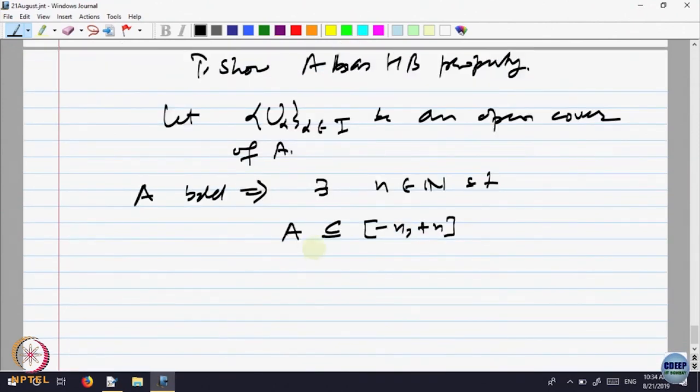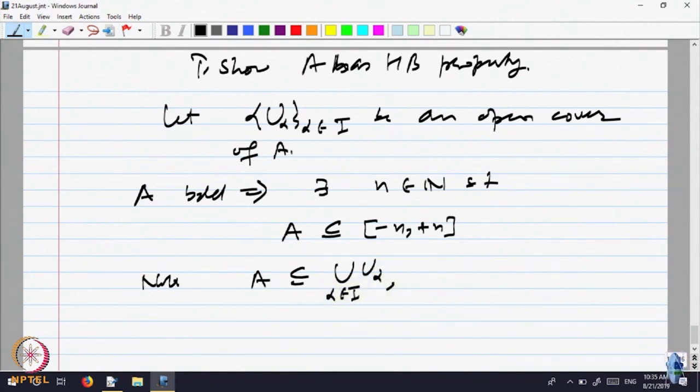Right? Now, the aim should be: from a covering of A, I should try to go to a covering of minus n to n and then use the theorem that for minus n to n, I get a finite subcover. So, from a covering of A, I want to go to a covering of minus n to n. For A, I already have a covering. So, note A is inside the union of U_alpha, alpha belonging to I.